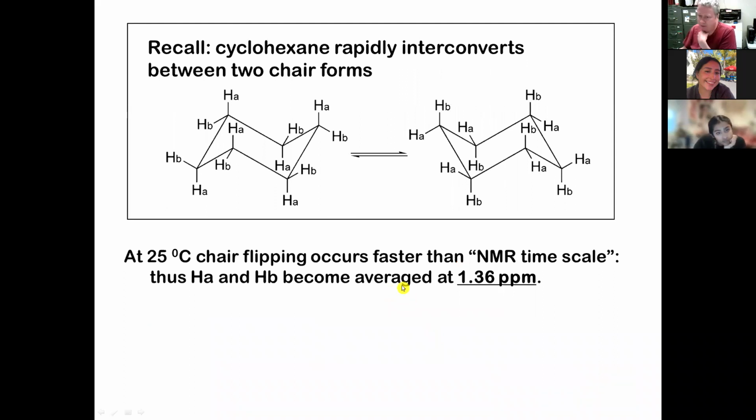One other little tidbit about this. Cyclohexane is kind of weird because it's just a bunch of CH2s, right? But they're in a chair conformation.